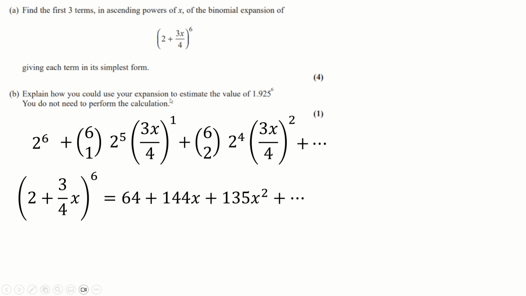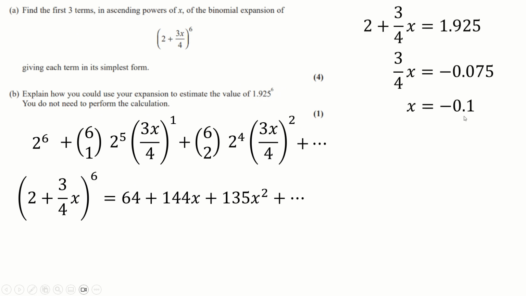And now it says explain how you could use this to find this. So we just want this whole thing here to the power 6 to be this thing to the power 6. So set this equal to this number here. Take away 2 times by 4 divided by 3. And so we just need to explain here that if we substituted an x as minus 0.1 into this, we would find an estimation for this here. It's an estimation, of course, because we're missing these extra terms that would matter less and less because when you cube this, it gets very small and so on, but they would matter a little bit.